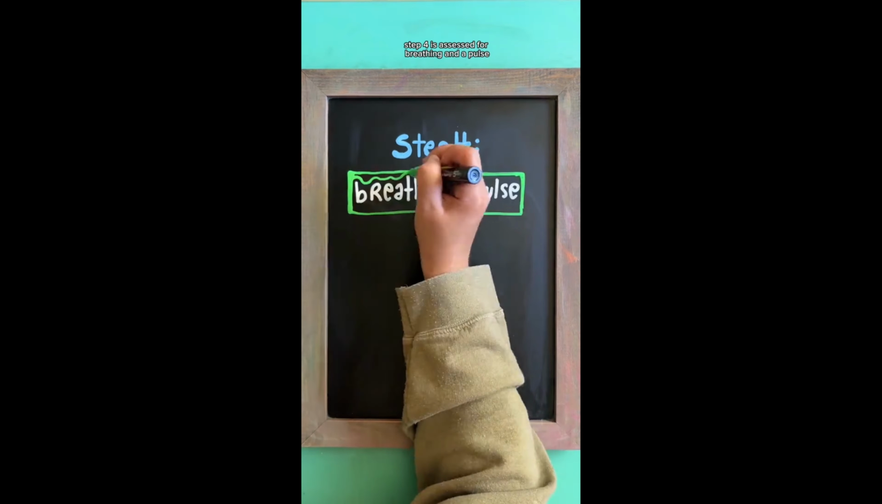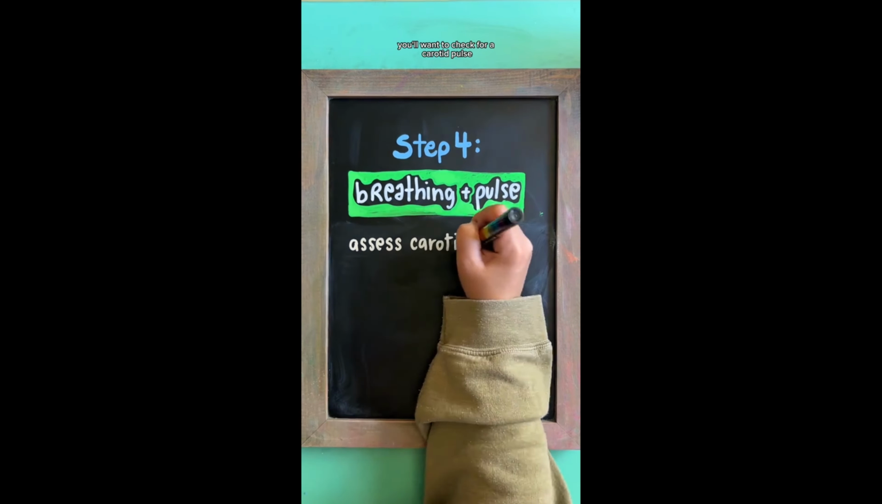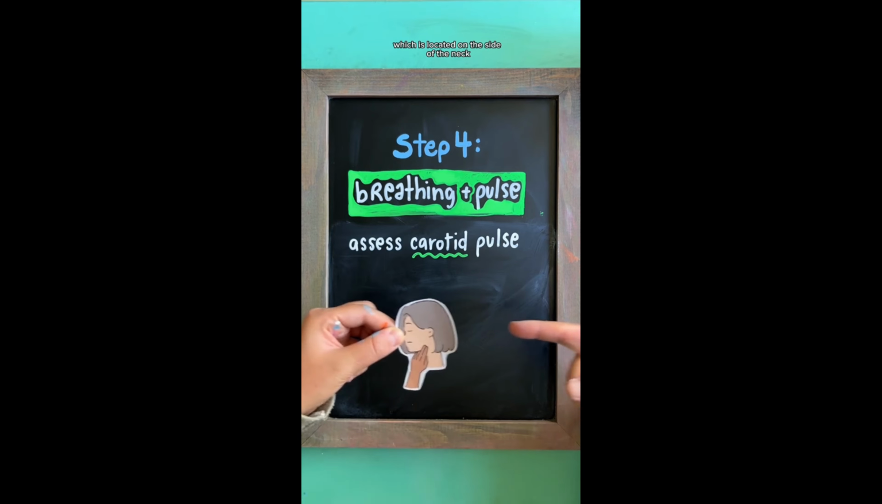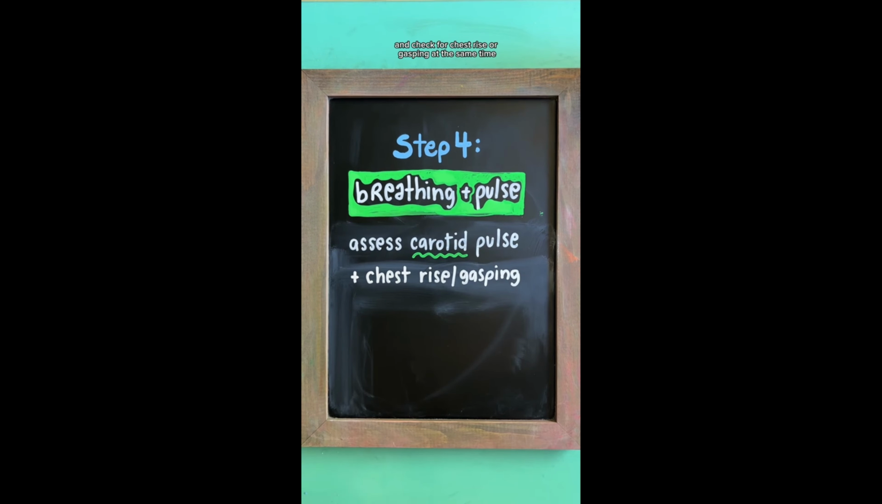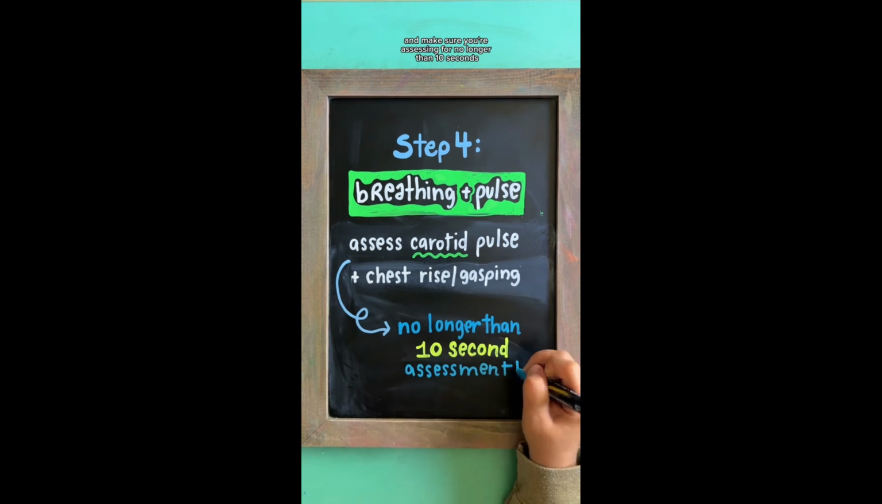Step 4 is assess for breathing and a pulse. You'll want to check for a carotid pulse, which is located on the side of the neck, and check for chest rise or gasping at the same time. And make sure you're assessing for no longer than 10 seconds.